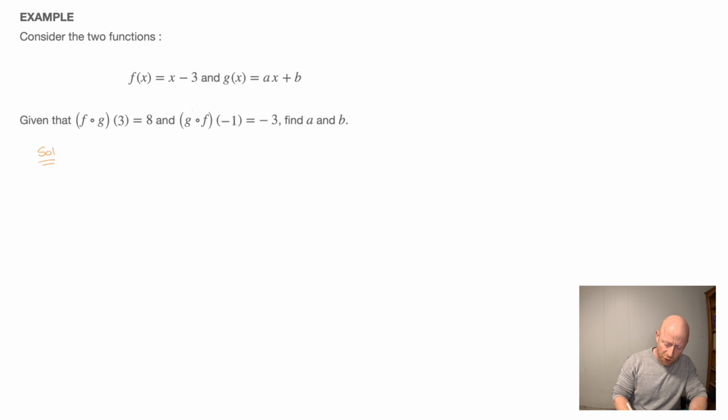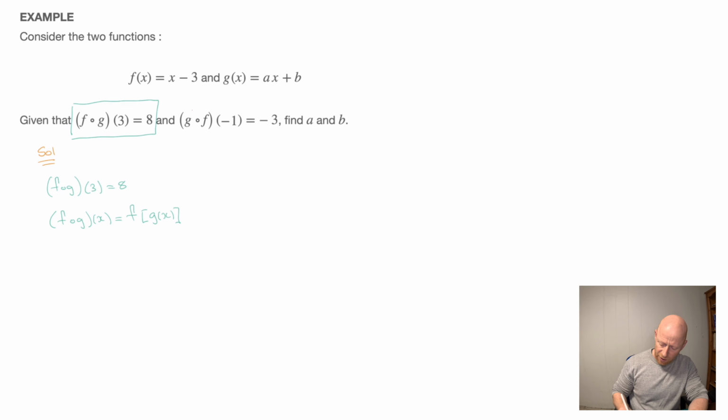I'll start with this first bit of information here, the fact that f of g of 3 is equal to 8. And in fact, I'll copy that here. We know that f of g of 3 is equal to 8. Now to find an expression involving the unknowns a and b, what I'll do is start by finding an expression for f of g of x, which I could also write as f of g of x like this.